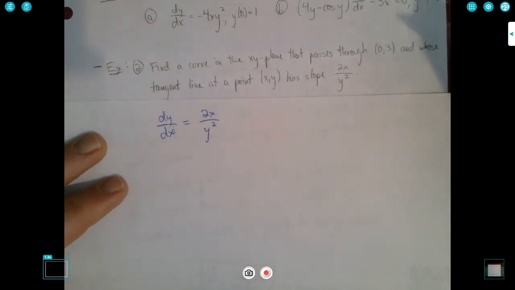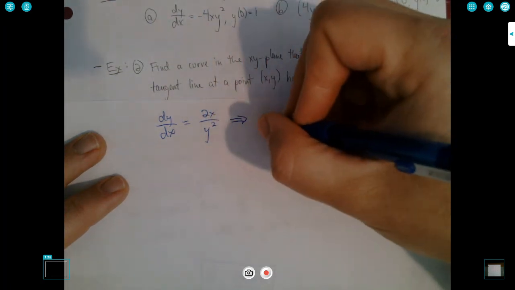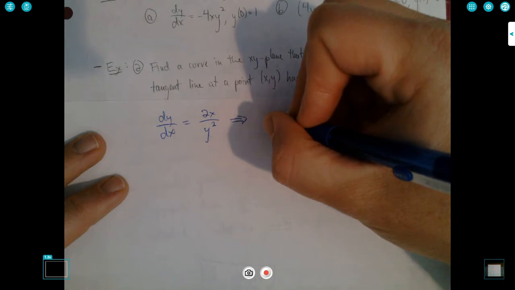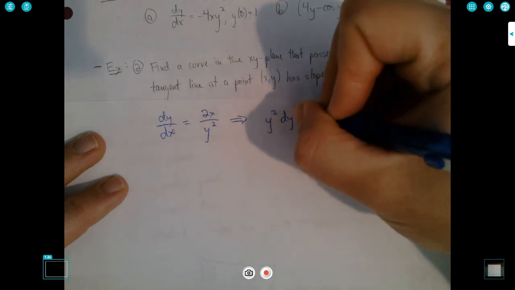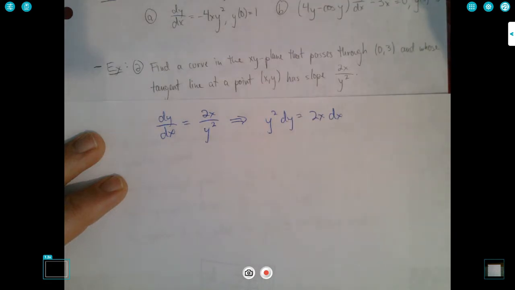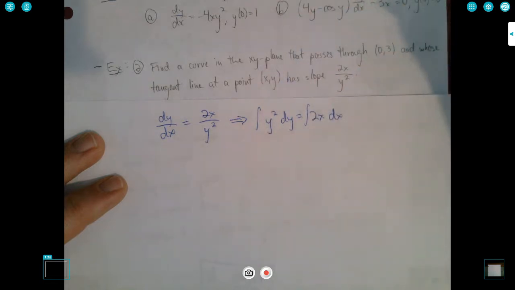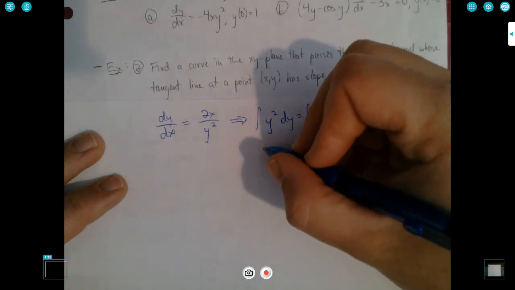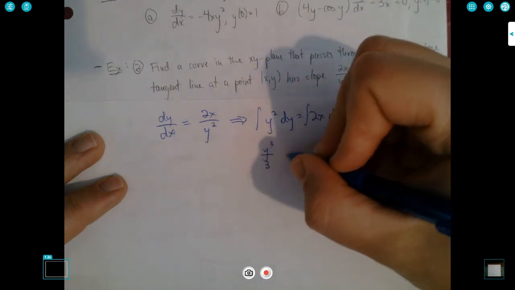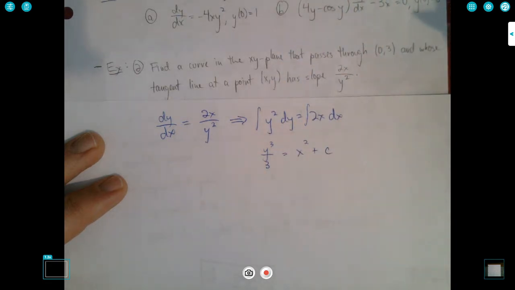Is it separable? Oh yeah, for sure. We can say y squared dy equals 2x dx. Okay, and then we can integrate both sides. And we get y cubed over 3 equals x squared plus c.